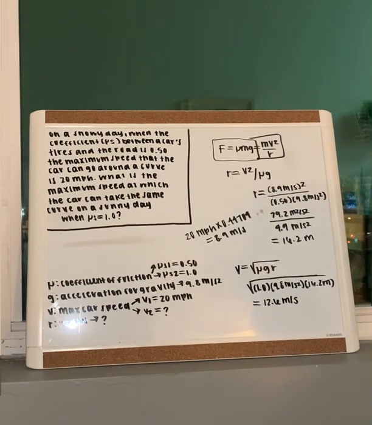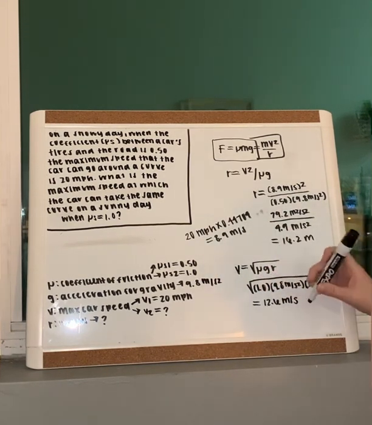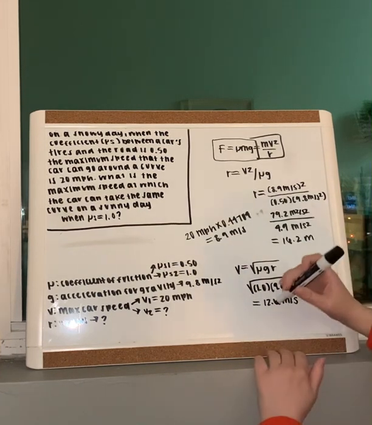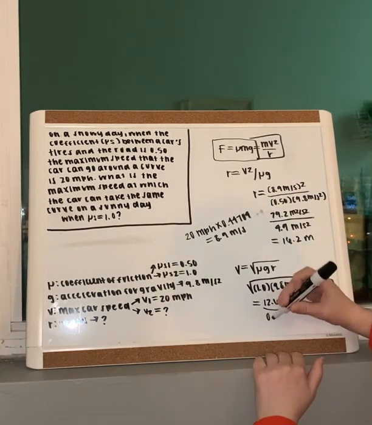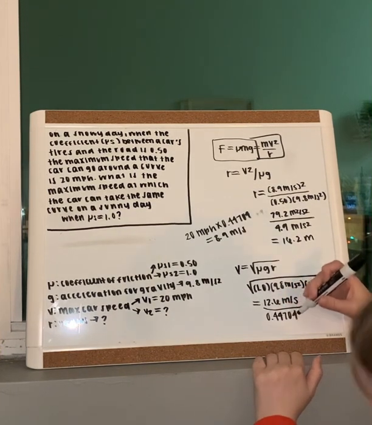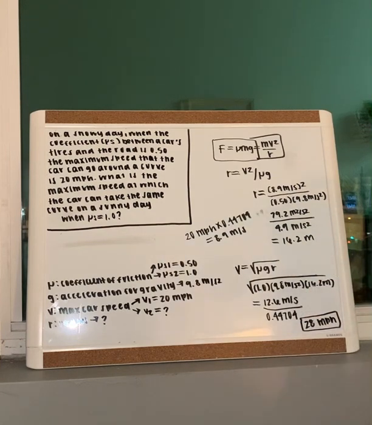But since this is in meters per second and it's asking for it in miles per hour, we're going to do a similar conversion like we did up here. Instead of multiplying it though, we're going to divide it because we're converting from meters per second back to miles per hour. Then after this division factor, we're going to be getting 28 miles per hour.